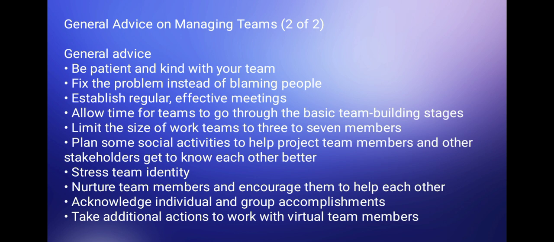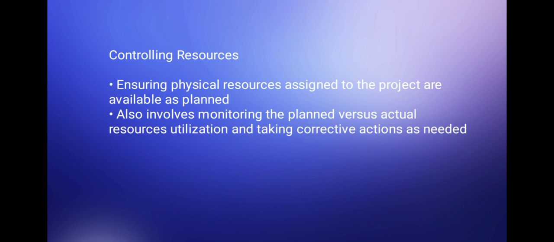Next is controlling resources. Ensuring physical resources assigned to the project are available as planned also involves monitoring the planned versus actual resource utilization and taking corrective action as needed. So, this final step is about making sure equipment is available and tracking the planned versus actual use of resources so we can correct any issues.